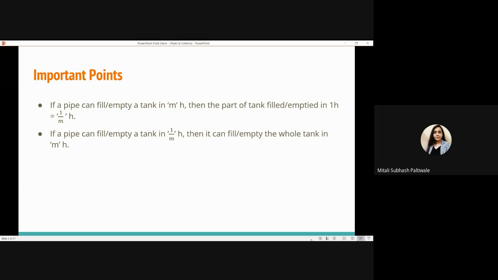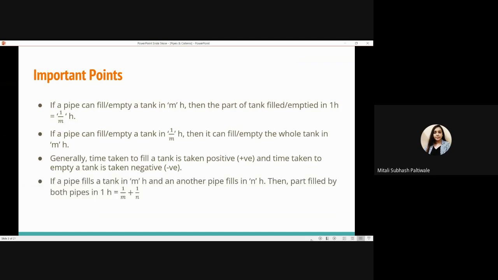As we were doing, how much time would A take or B take or XYZ person will take. Generally, the time taken to fill the tank is taken as positive, and the time taken to empty the tank is taken as negative. So you have to keep this in mind. Now, if a pipe fills a tank in m hours and another pipe fills it in n hours, then the part filled by both of the pipes in 1 hour would be 1 by m plus 1 by n.